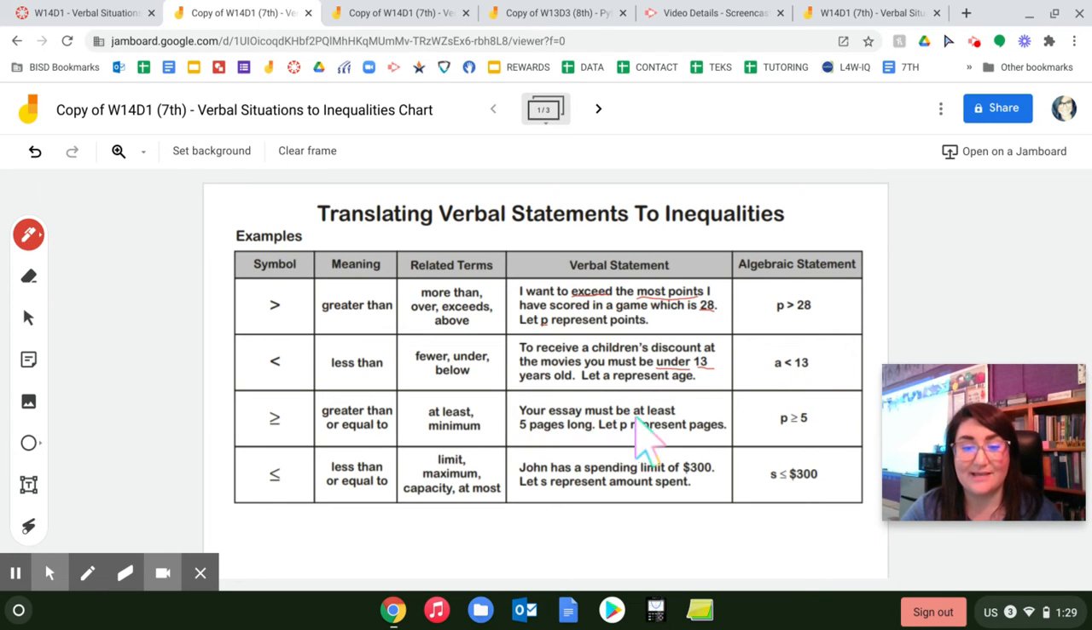The third one: your essay must be at least 5 pages. So yes, it can be 5 pages, but it has to be 5 or more. So P has to be greater than or equal to 5.